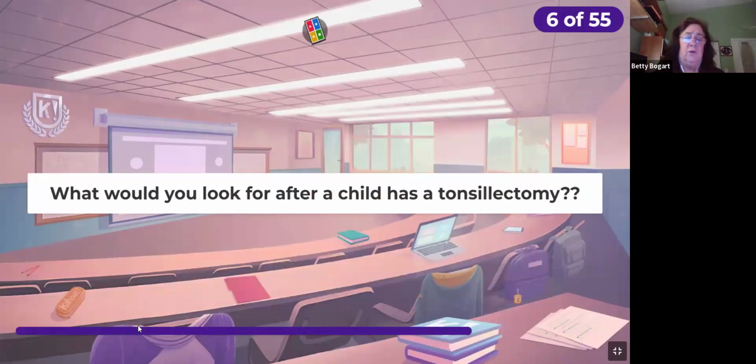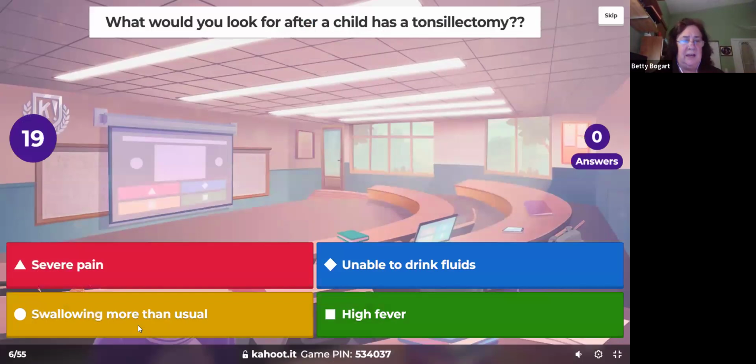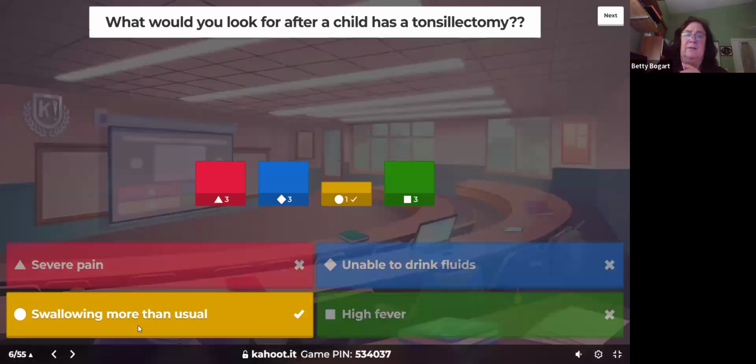What would you look for after a child with a tonsillectomy? So remember, they've got those scabs in the back of their throat. They've cauterized them. What would be a concern for you? Now, what if they were swallowing more than usual? What would that mean? What that means is they're probably bleeding. Okay, so swallowing would be a big thing.